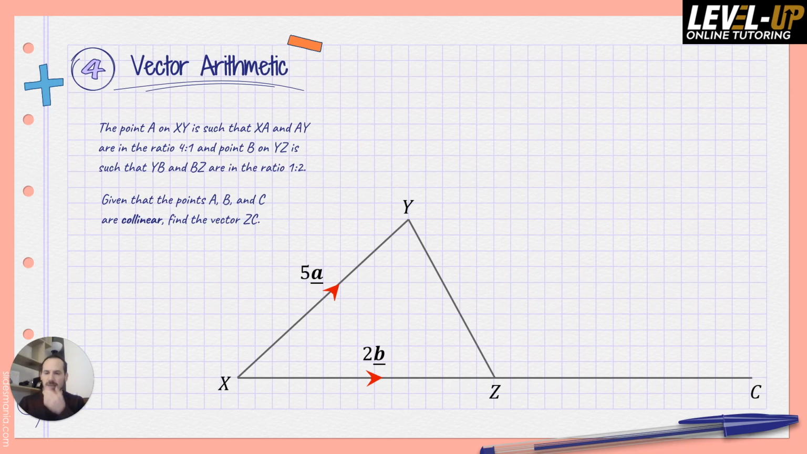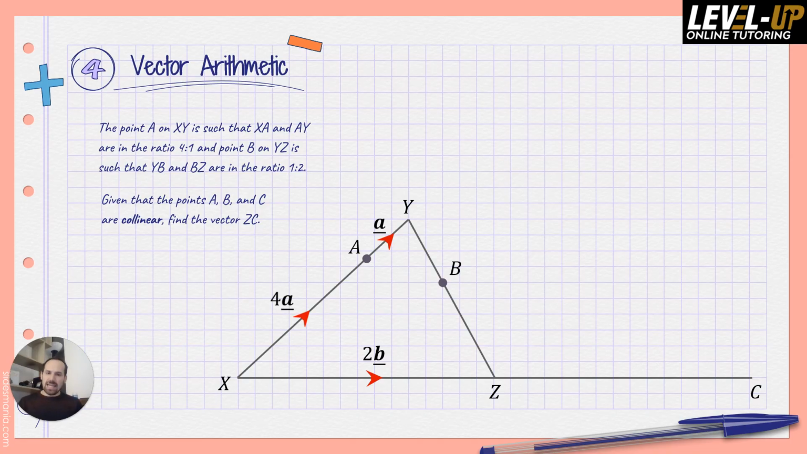Right, okay, so let's put in this information. First of all, we've got the point A here that was given on a ratio 4 to 1. So let's split it up like this, 4A going from X to A, and then one lot of A going from A to Y. Now the point B goes here.